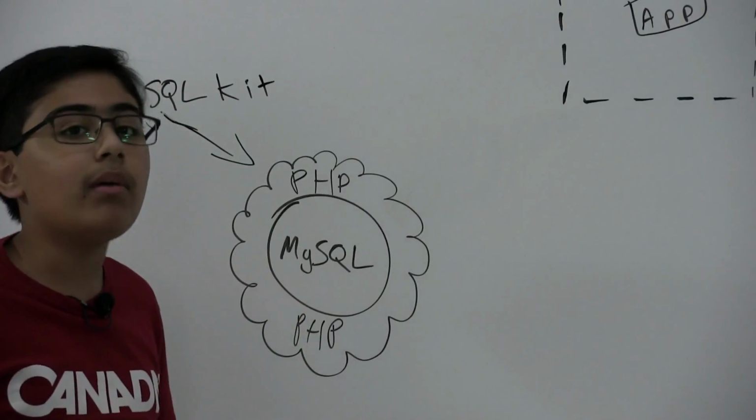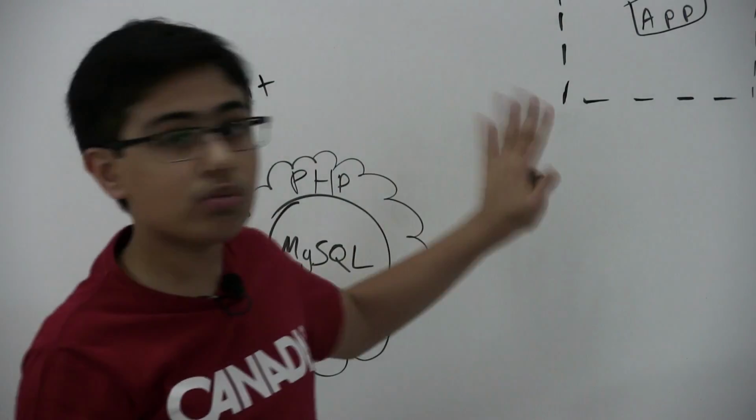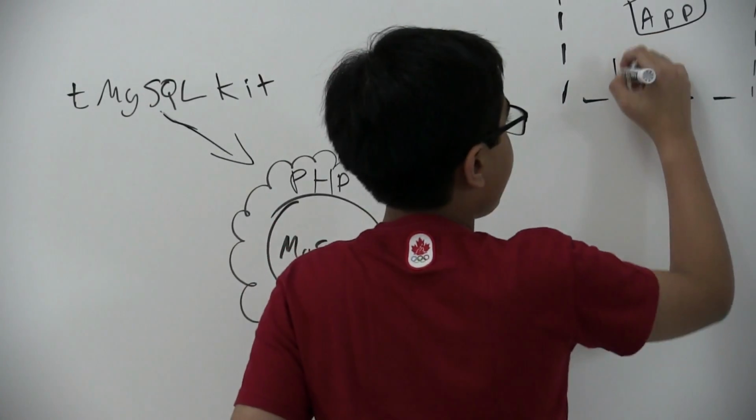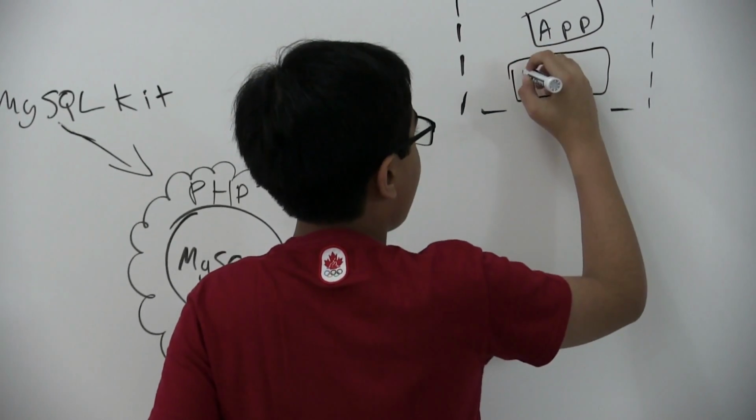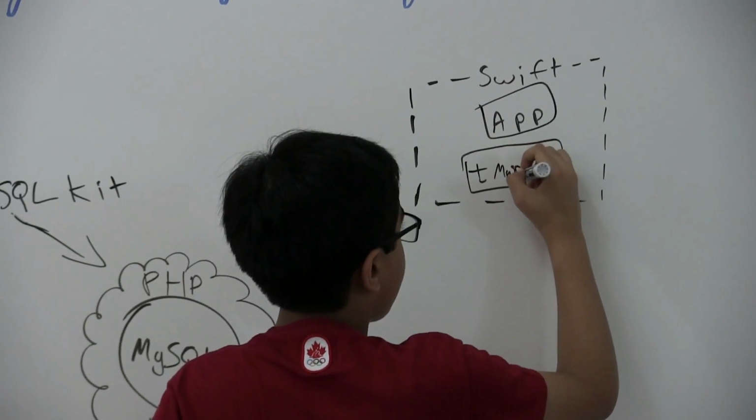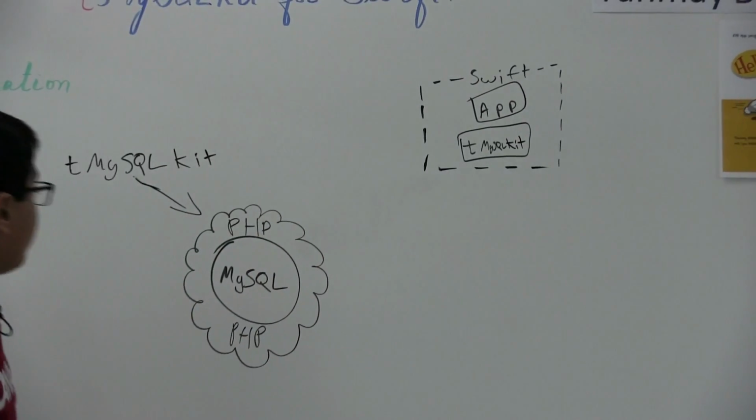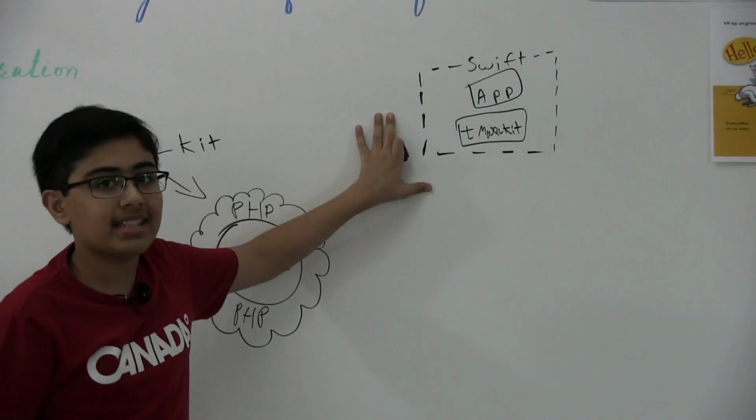However, tMySQLKit has two parts. It has a PHP part and it has a Swift part. So there's another part apart from just your application. There's the tMySQLKit here as well. Alright, so now there are two parts to the two tMySQLKits.